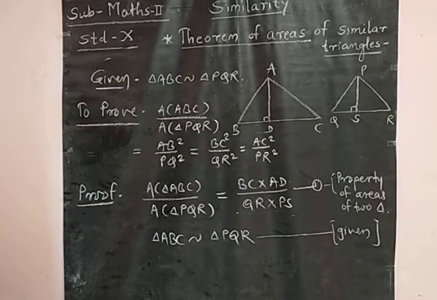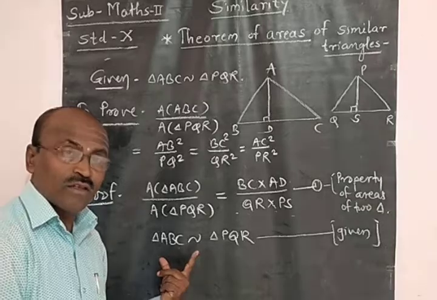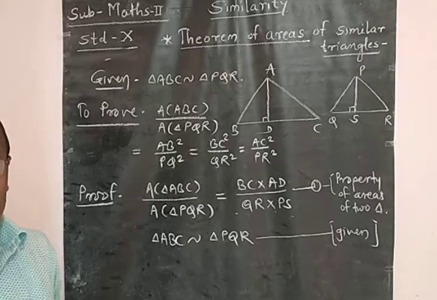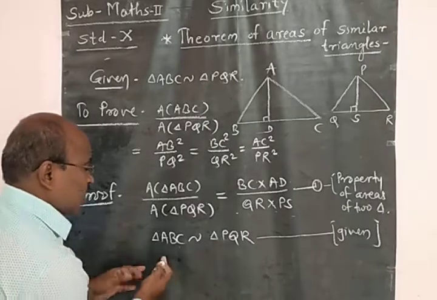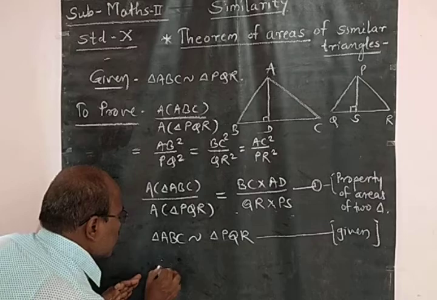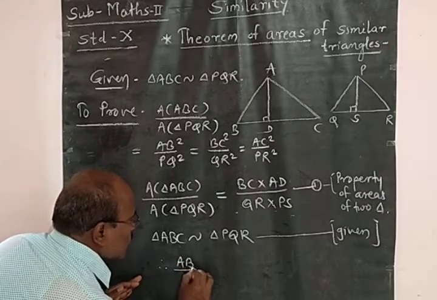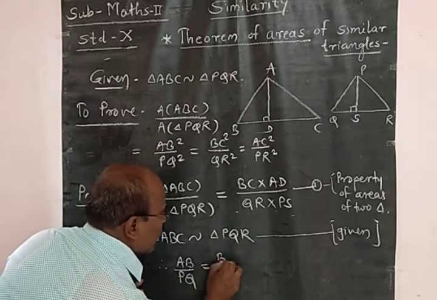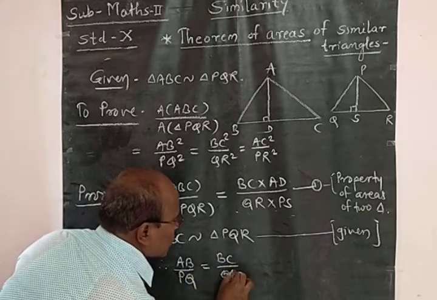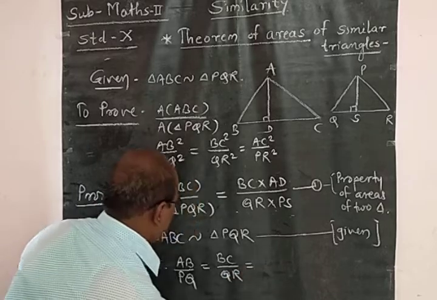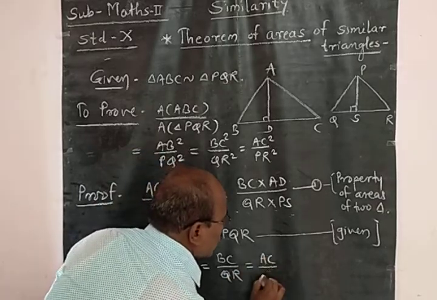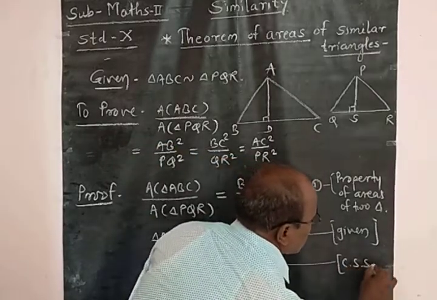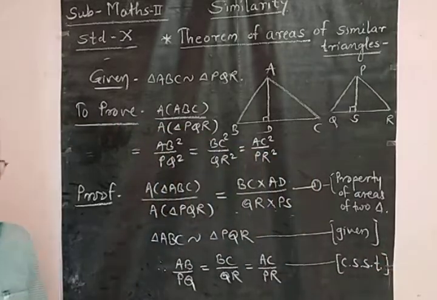Again, the property of similar triangles: if two triangles are similar, then the corresponding sides are in proportion and corresponding angles are congruent. So here the corresponding sides are in proportion. Therefore AB upon PQ is equal to BC upon QR is equal to AC upon PR, as corresponding sides of similar triangles.